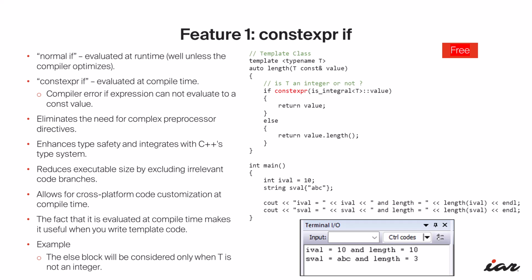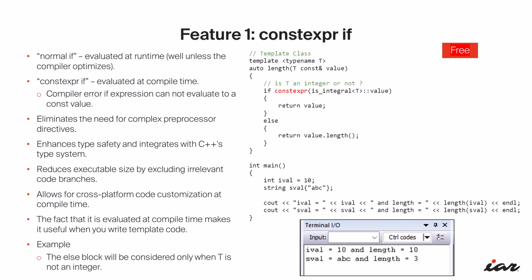A normal if is evaluated at runtime, and of course the compiler sometimes can optimize it to be removed even at compile time, but normally it will be evaluated at runtime. Constexpr if, on the other side, is evaluated at compile time, and if it can't be evaluated at compile time, you will get an error from the compiler. This is a bit similar to a preprocessor operation, but it is enhanced with type safety and integrates with the C++ type system, so it will be safer.